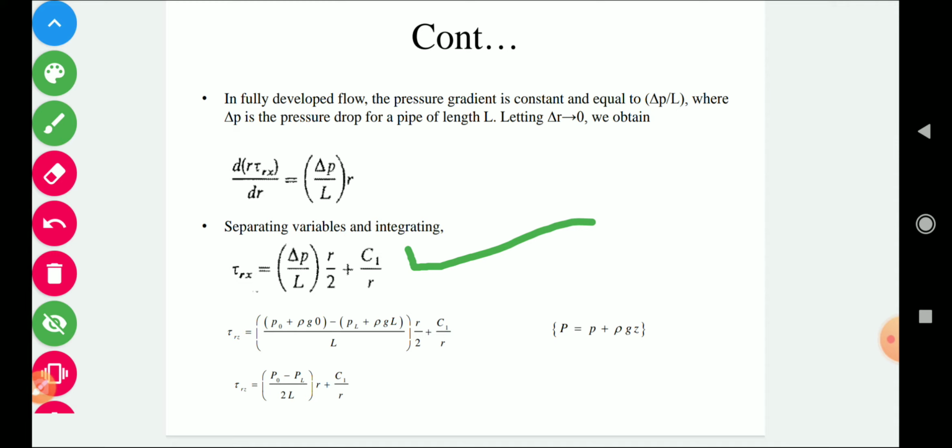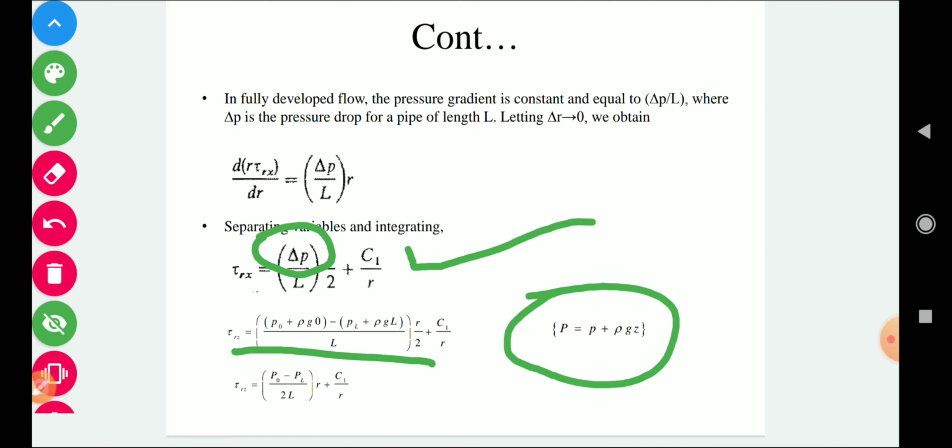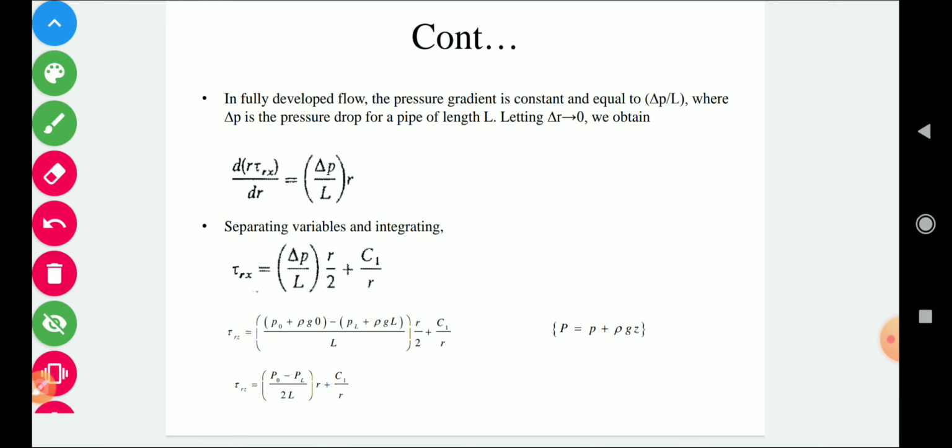Now as I told you earlier, this pressure includes the fluid pressure plus the gravitational force. So this P equals P plus rho g z. If we replace delta P equal to P1 minus P2, and here P1 equals P0 plus rho g times 0, minus P2 which is P_L plus rho g L, then after putting this we finally get this value, and if we further simplify this equation, we finally get this equation.